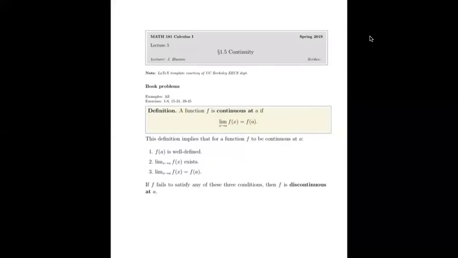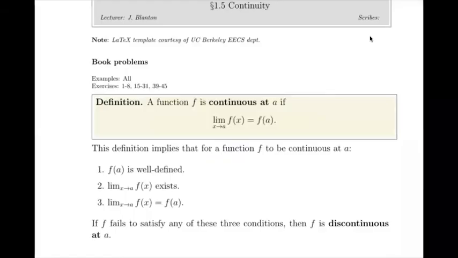In order for a function to be continuous, there are really three things that have to be true. First, the limit as x approaches a of f of x has to exist. There has to be some real number that comes out of this limit. Secondly, the function has to be defined at a. f of a has to have a value as well.